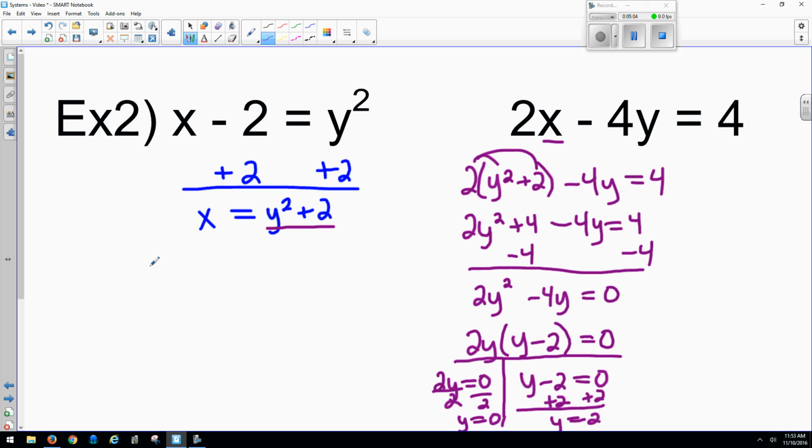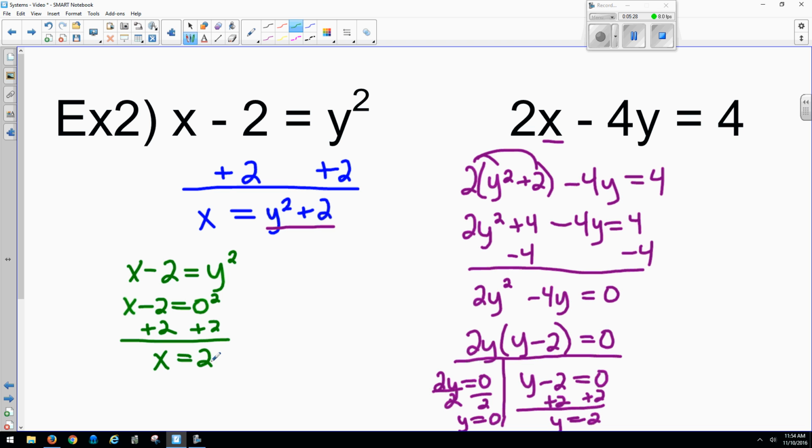I'm going to choose our first equation here. So this is to find the x values that go along with the two y values that we found. So always start with the original equation. I'm going to take y equals 0 first. So I have x minus 2 equals 0 squared, which is 0. So add 2 to both sides.